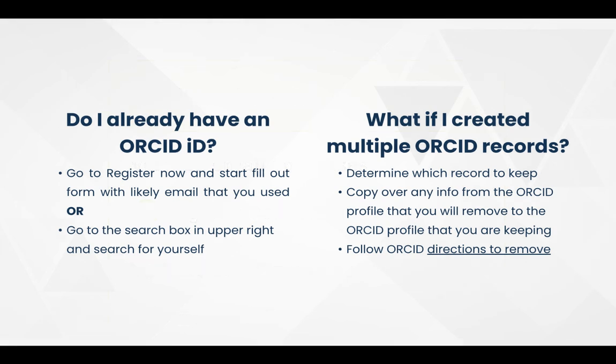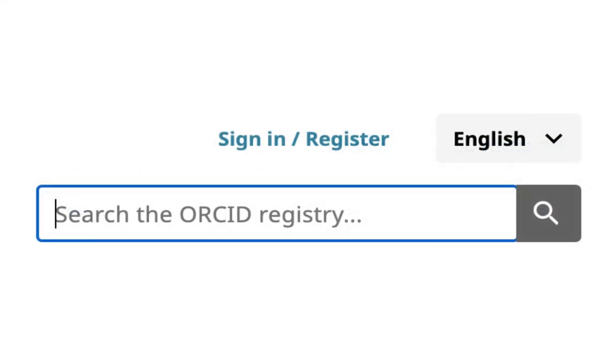If you're not sure if you already have an ORCID ID, you can open the register link and start to fill out the form with the likely email address that you would have used. Or you can go to the search box in the upper right corner where it says Search the ORCID Registry and search for yourself to find out.